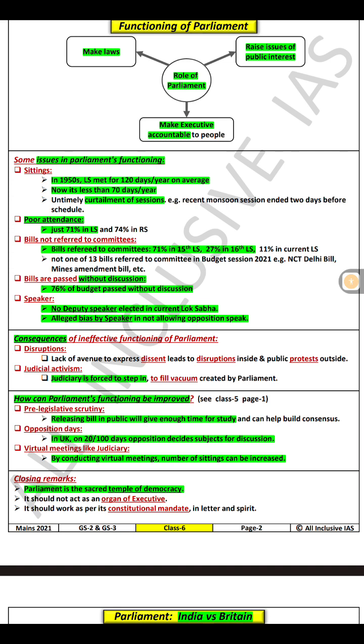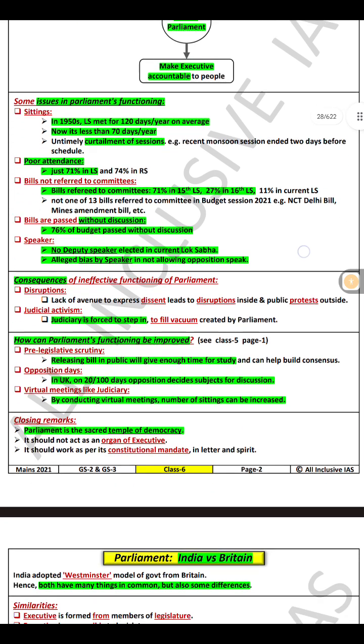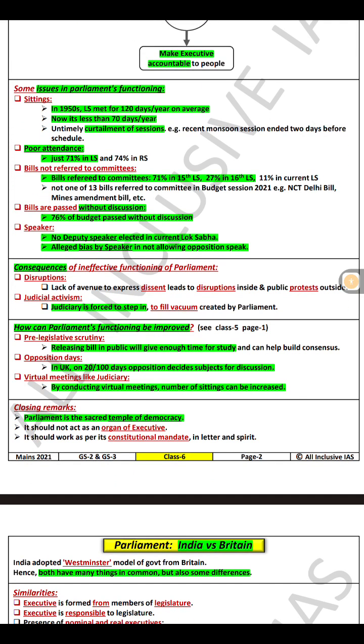Bills are not referred to committees. Bills referred to committees were 71% in the 15th Lok Sabha, just 27% in the 16th Lok Sabha, and a mere 11% in the current Lok Sabha. Not one of 13 bills was referred to a committee in the budget session 2021. Examples are the NCT Delhi Bill and the Mines Amendment Bill.